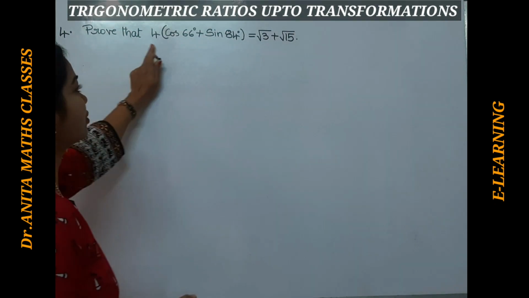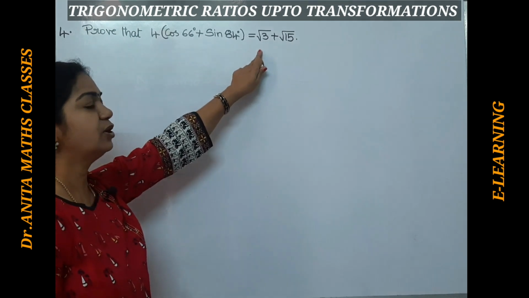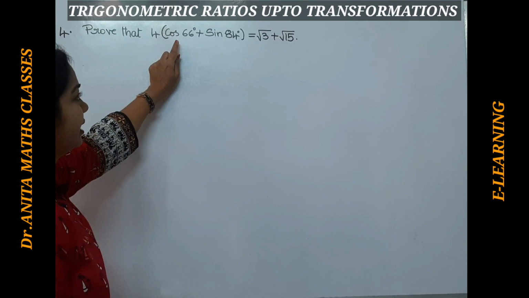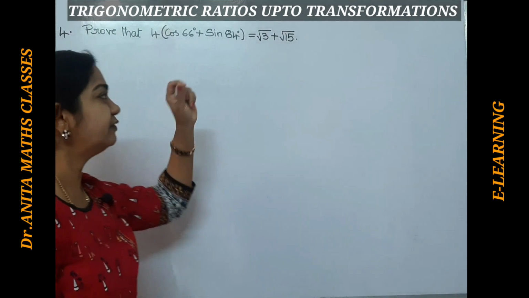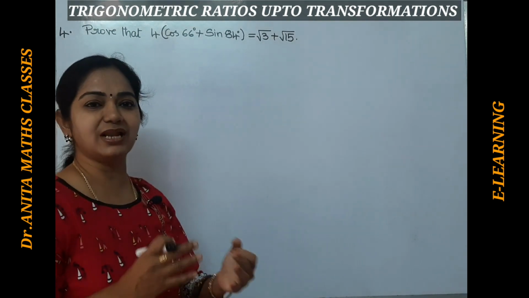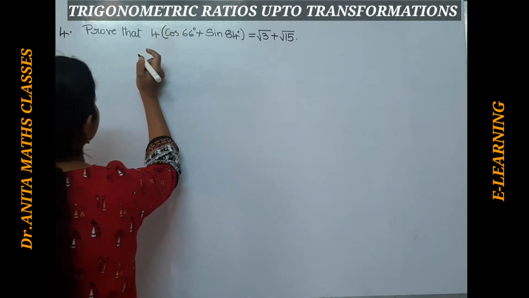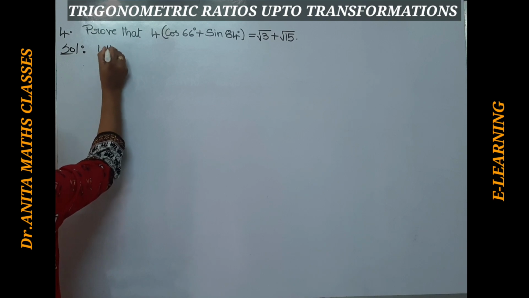Prove that 4 cos 66 degrees plus sine 84 degrees is equal to root 3 plus root 15. So here if you see, in the LHS part 66 and 84 is given and we don't know the values of those. So let us bring them into our known values. I'm starting with LHS.